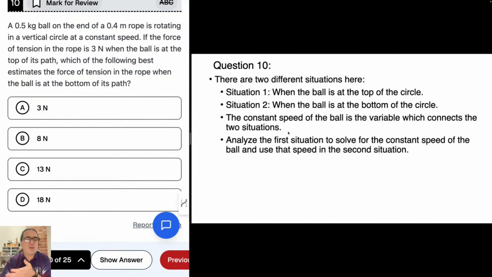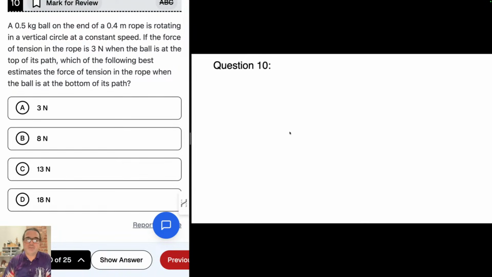So this is a pretty common way of needing to solve questions where you have two different parts and you have something that connects the two. In this particular case, it's the speed of the ball. So for situation 1, the knowns are the mass of the ball, the radius of the circle, the force of tension is 3 newtons when it's at the top of the path, and we're looking at the force of tension 2 when it's at the bottom of the path.